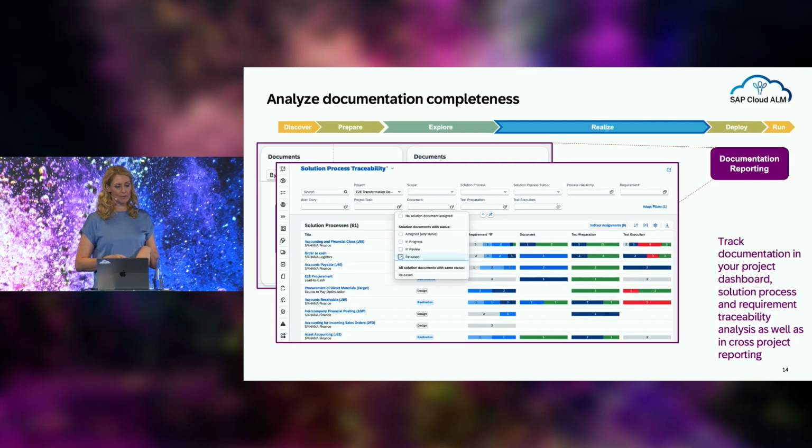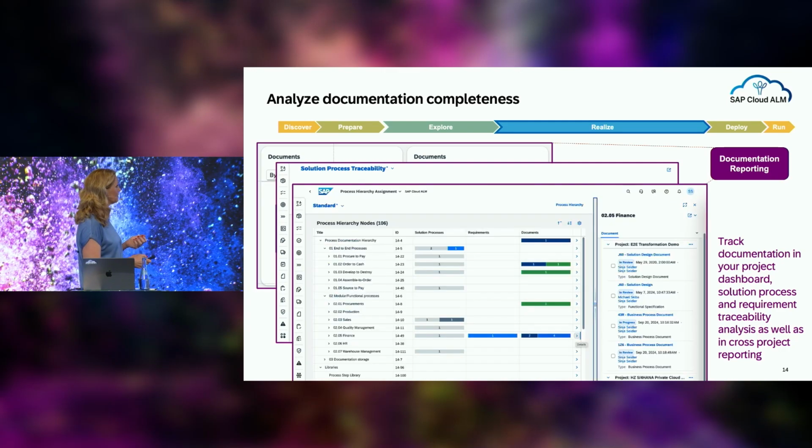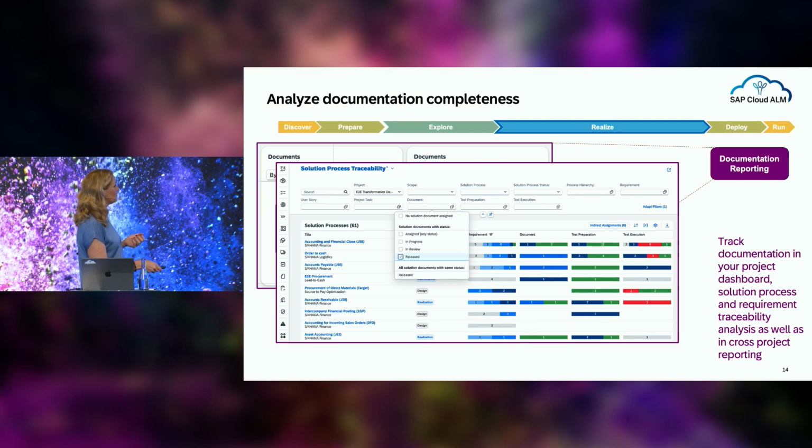We also have in the process and requirement traceability, we added the documents. Again, all the values here can be adjusted. So if you don't want to see, I don't know, requirements, you can get rid of them. But for sure, you should see your requirements per process. You can see the documents. You can see already here the status values.